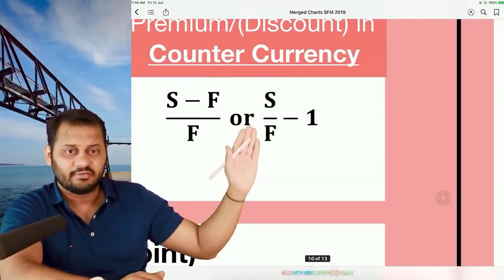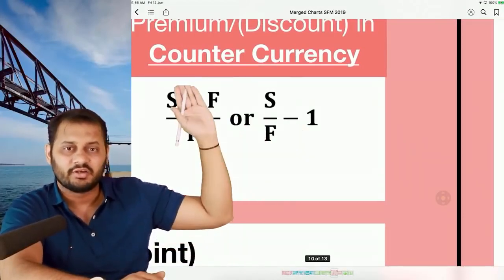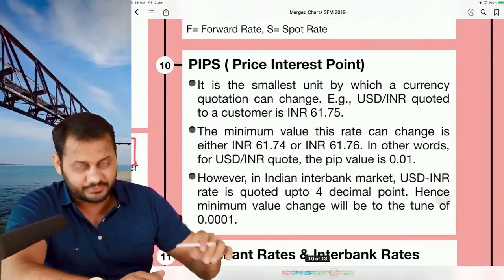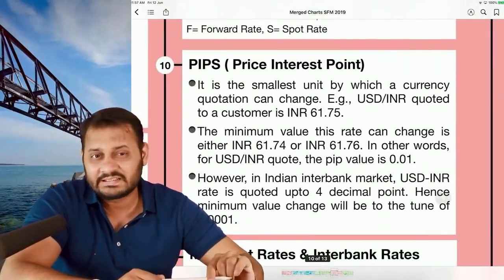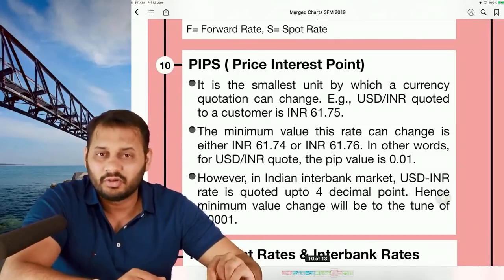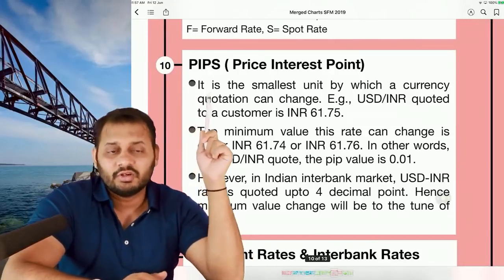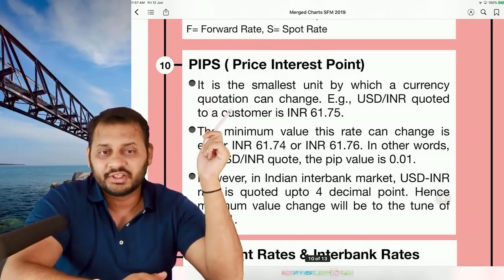S by F minus 1 is the formula for counter currency, or we can call it a price currency. Then comes the pips. What is a pip? Price interest point. This is the smallest unit by which an exchange rate changes. It is the smallest unit by which a currency quotation can change.